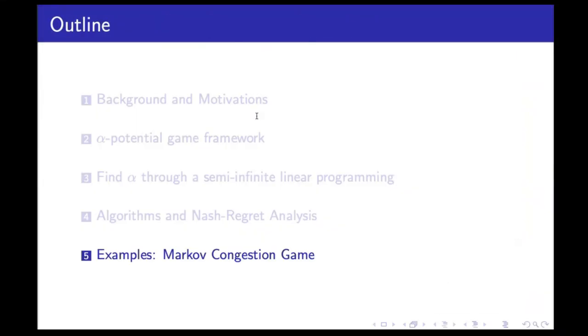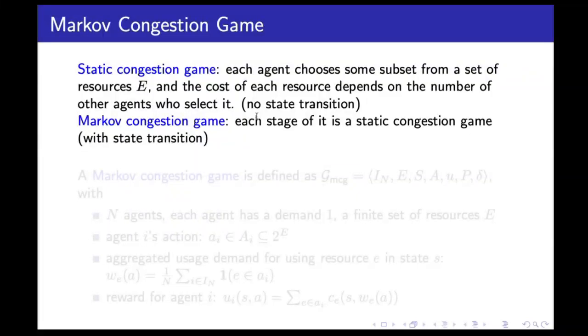Okay, so finally, I want to give you some examples of how to use this framework to study a more concrete game. Let's go back to the dynamic congestion game I gave in the motivation. Like in the static game, each player chooses some subset and the cost depends on the number of players using it, and there's no state transition. Now the Markov congestion game just means that at each stage we are still playing the same congestion game, but now we have state transition.